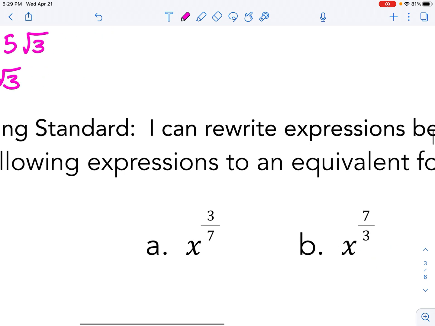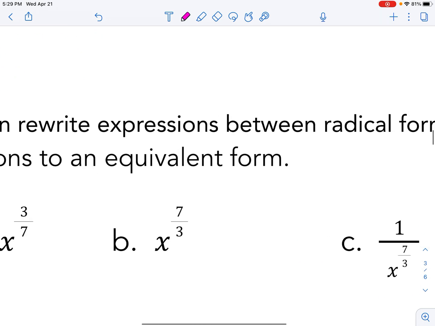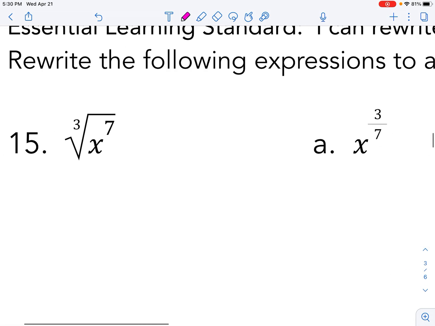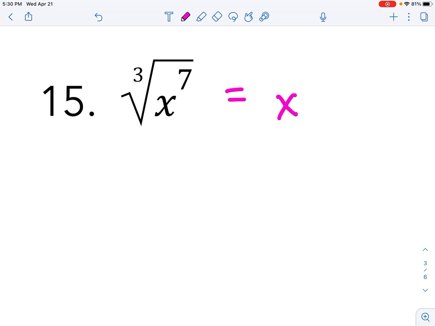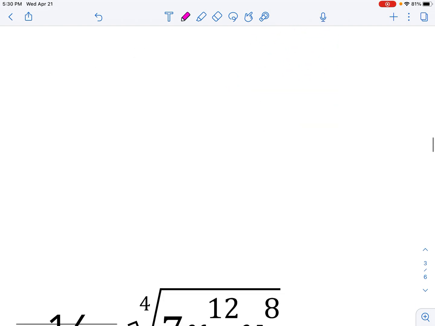Okay, next. Looks like on this one it says we're going to rewrite expressions between radical form and exponent form. So we're basically just doing some rewriting on this. For number 15, this is the most basic one we have. We are going to be changing that radical into an exponent, and we just got to remember that our exponent inside the radical is the one that's going on top. Our index right there is going to go on the bottom of our fraction, so we'll have 7 over 3, and we are done.